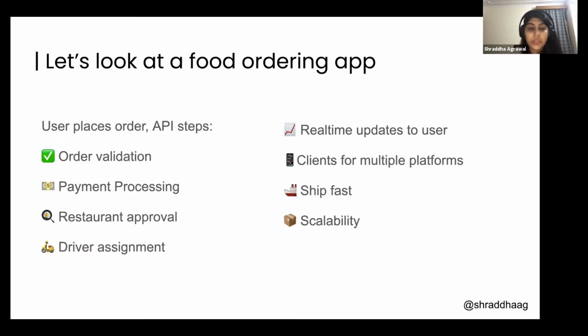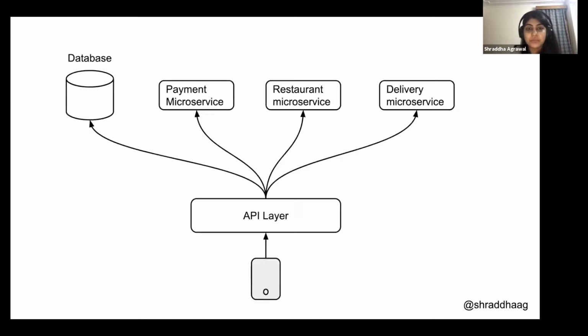And once all of this is done, we also would want the user to be in the know of every single one of these steps. So real-time updates would be nice. We would also like to have different clients for different platforms so that the user can easily access our application from any device. And it would be really nice if we're able to ship all of these features fast, but not compromise at the same time when it comes to scalability.